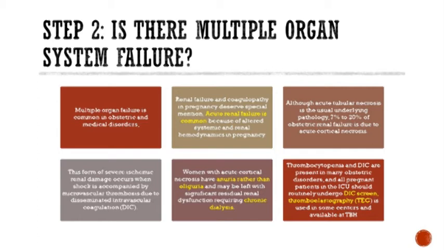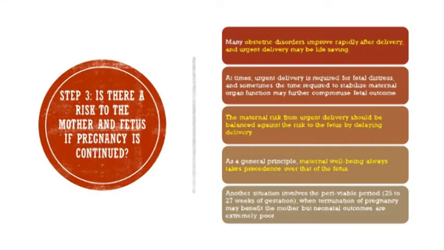Thrombocytopenia and DIC are present in many obstetric patients, and all pregnant women in the ICU should routinely undergo a DIC screen, or a thromboelastogram as used in some centers, and available at type and screen. Many obstetric disorders will improve rapidly after delivery, and urgent delivery may be life-saving.